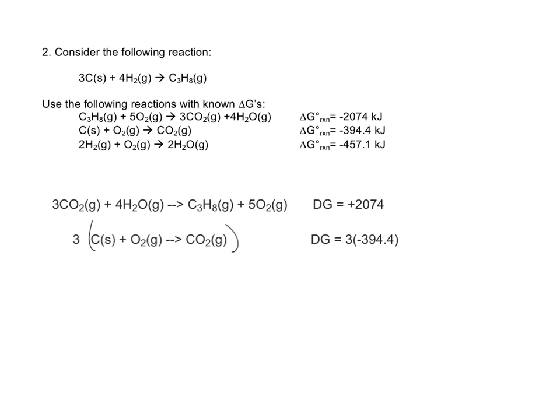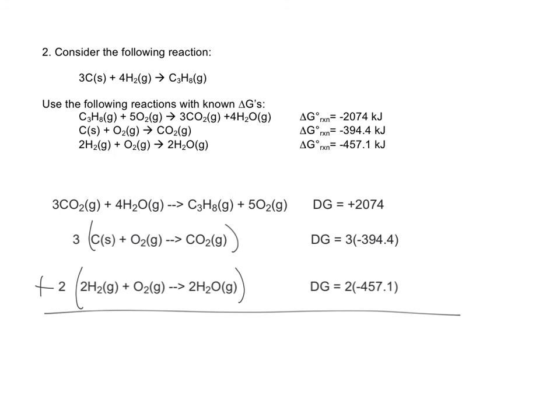And then the last reactant we have to deal with is the H2s, and we have 4 in our reaction. This equation down here has it as a reactant, so that's good, but there's only 2 of them, so we need to multiply that whole reaction by 2, which makes our delta G times 2. And so if we add all of these together, our O2s cancel, the waters cancel, and the CO2s cancel, and we end up with the equation that we are looking for.